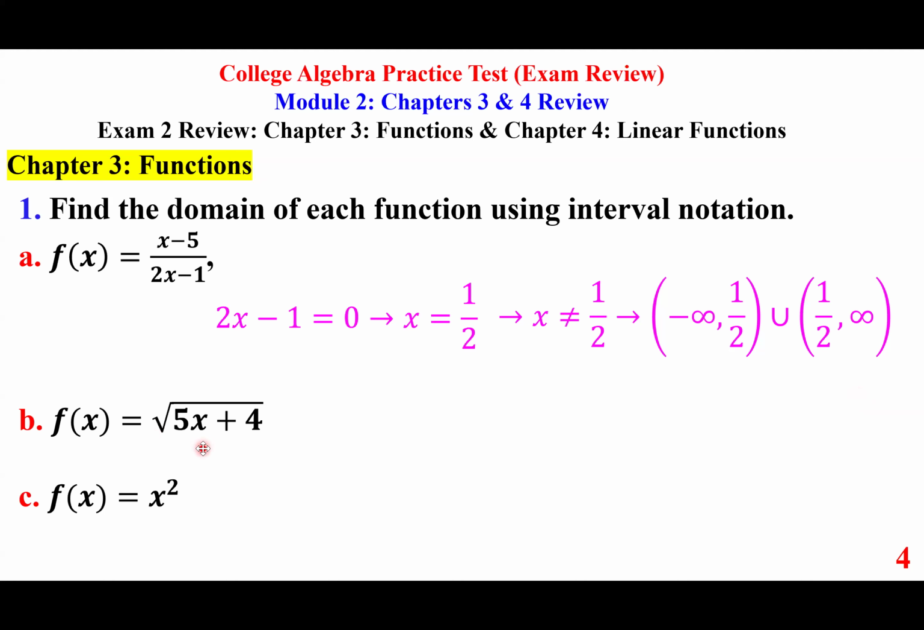f of x is square root of 5x plus 4. Anytime you have a root function where the index is even, remember, when we don't write the index, that means it is a square root. That means the index is 2. Then what's underneath must be greater than or equal to 0. 5x plus 4 must be greater than or equal to 0.